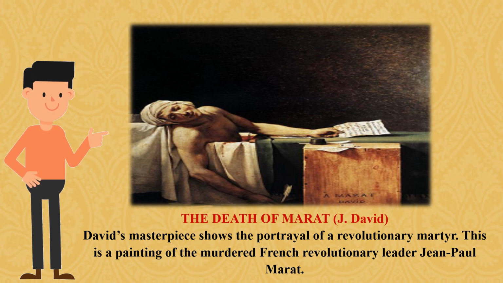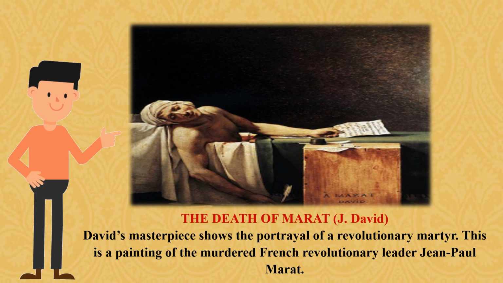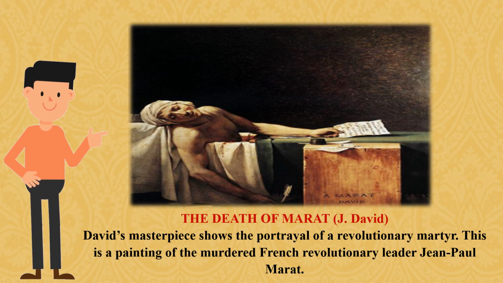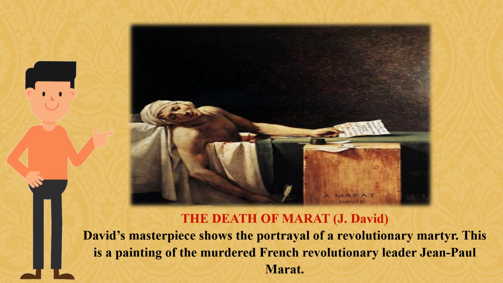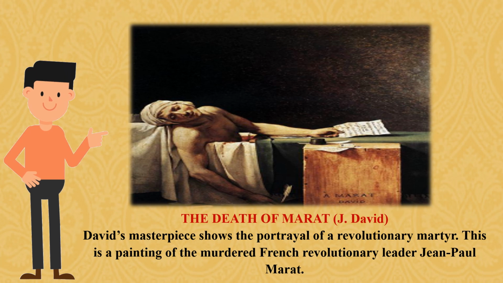So this is a painting of a murdered French revolutionary leader, Jean Paul Marat. So this is his painting, this artwork. So you can see that this is part of their history, as mentioned before, that J. Louis David's painting is portraying the history of their time.